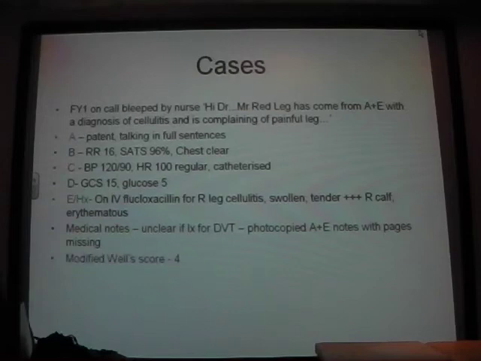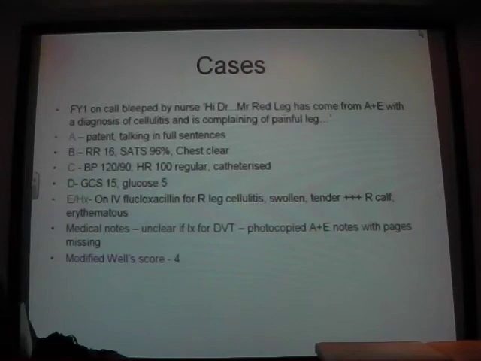So you have a look in the medical notes, which have just been put together, and everything's photocopied from A&E, and half the pages are photocopied on and half off, and the pages are missing. You can't actually make out a decent history and investigation plan, which is not unrealistic at all. It often happens. Okay, so anyway, you decide that you're going to do a Wells score on this patient just for your own peace of mind, and it comes back as 4. What are you going to do?